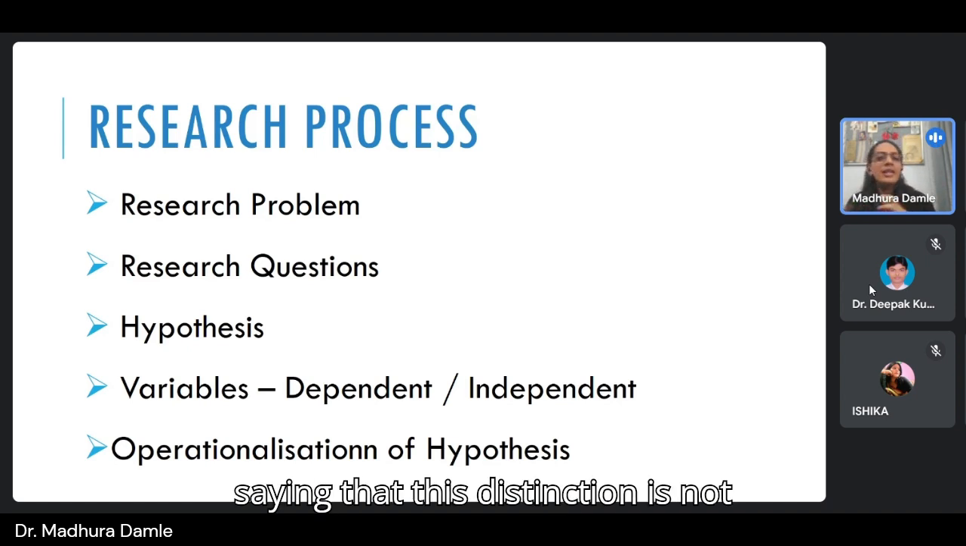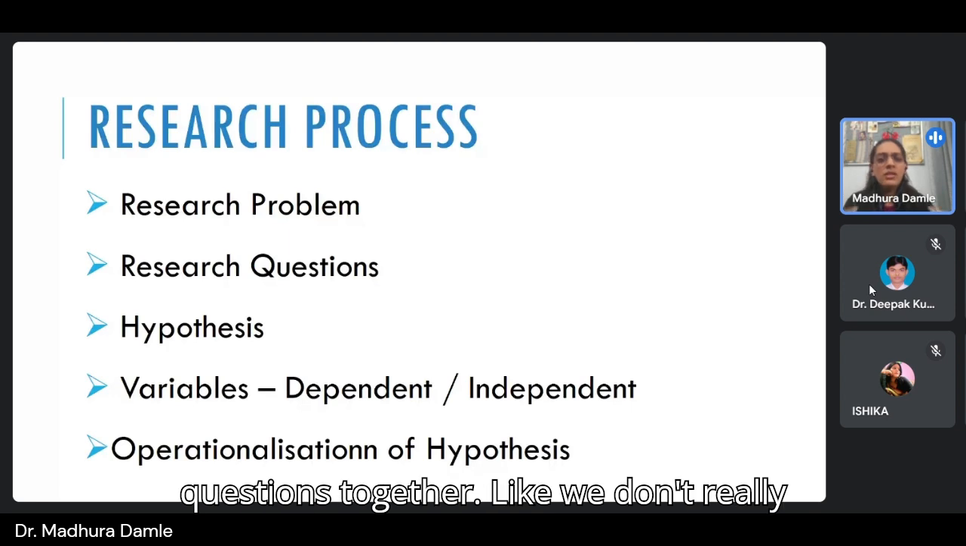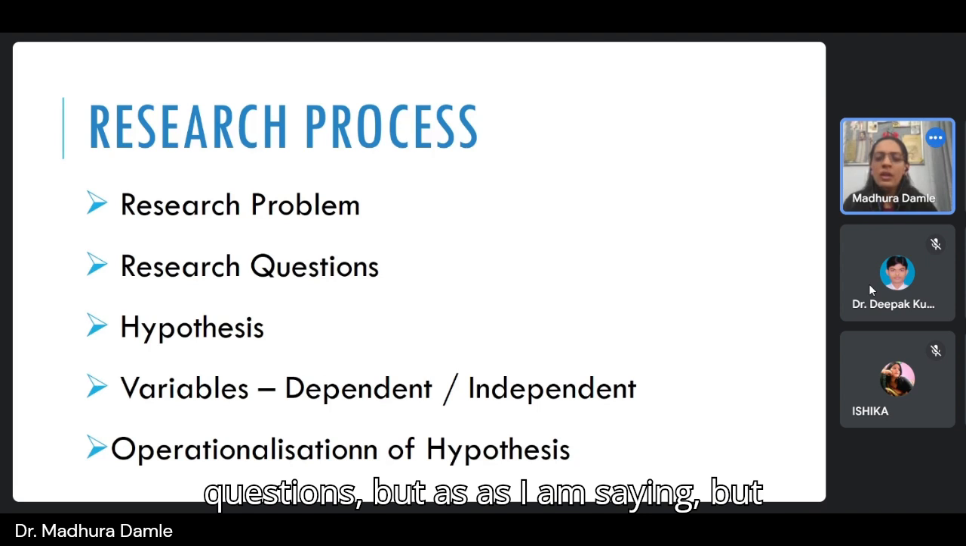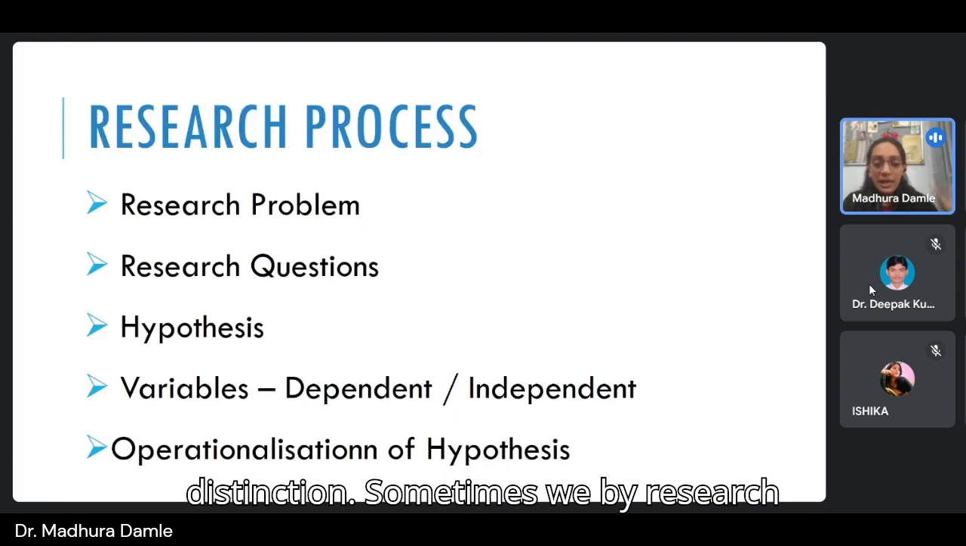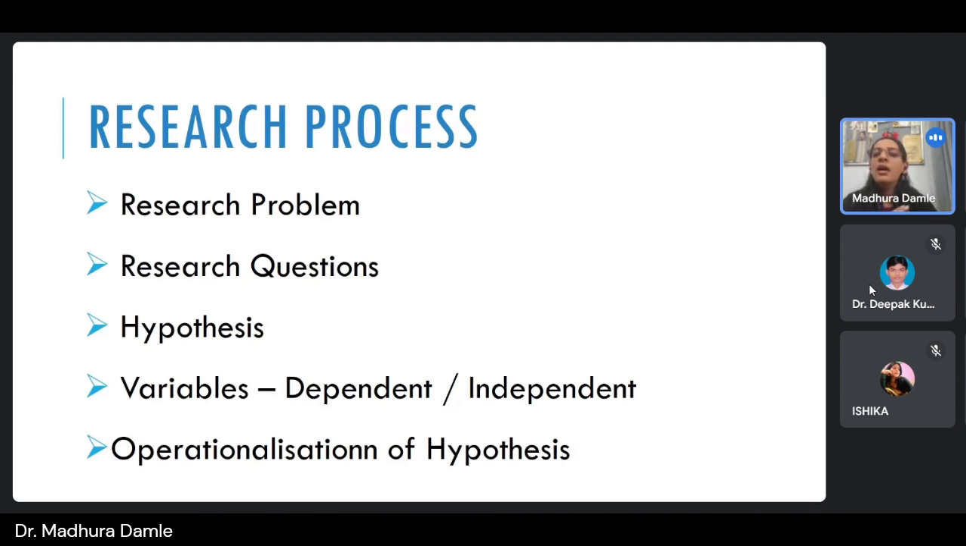But as I'm saying, this distinction is not always made. Sometimes we combine these two, and after literature review and gap, we just write research problem and questions together. We don't really make a distinction between problem and questions. But there is a fine line. There is a distinction. Sometimes by research problem, we mean conceptual or theoretical problems, while research questions are more concrete, more empirical.